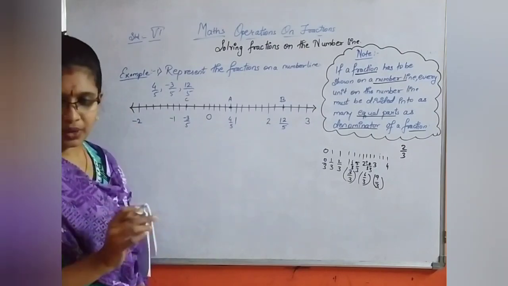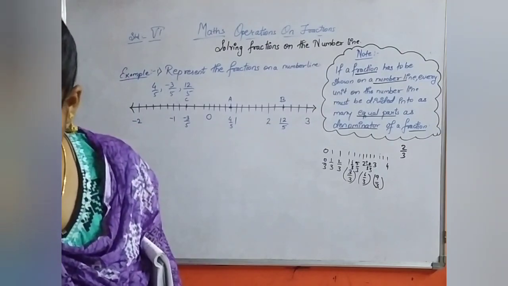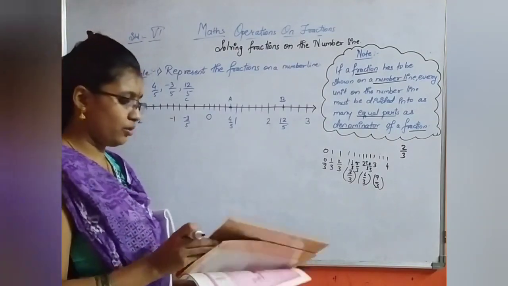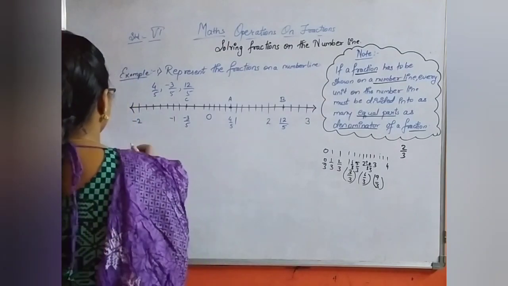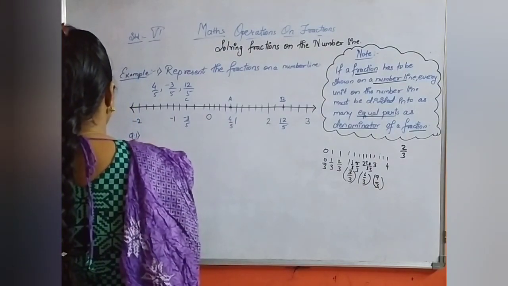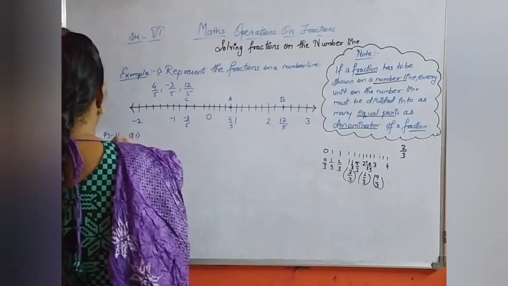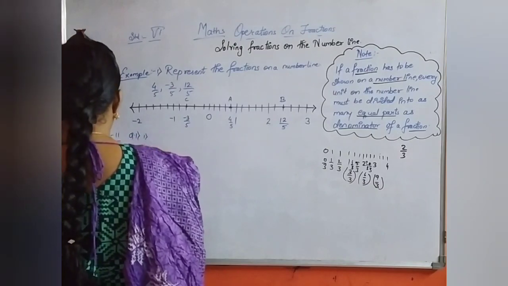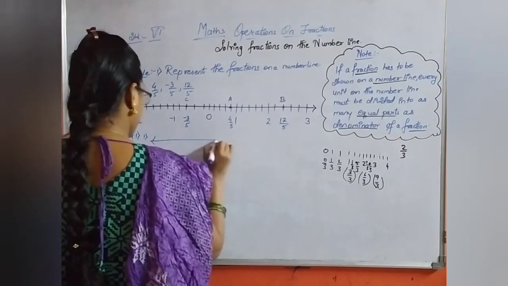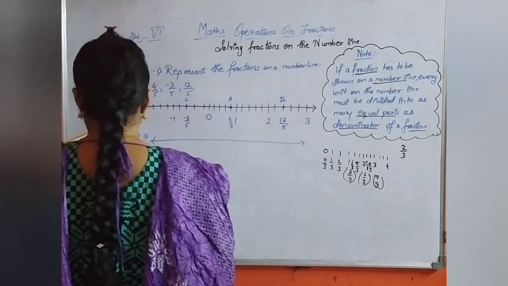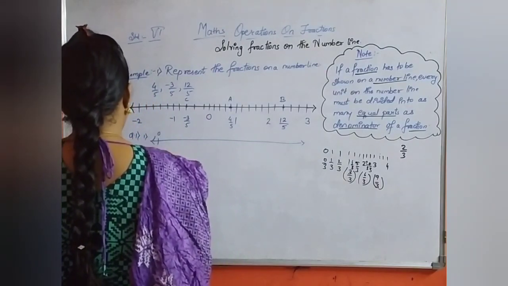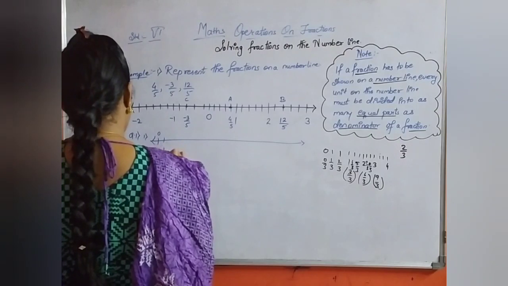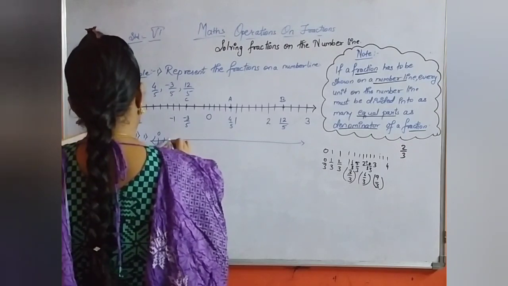Now I will go with practice set 11 in your textbook. Here again you have some questions. I will take up the first question. You are given a number line. It is given as 0 upon 6, 1 upon 6.